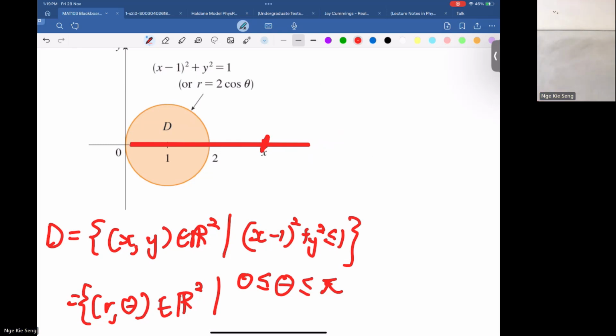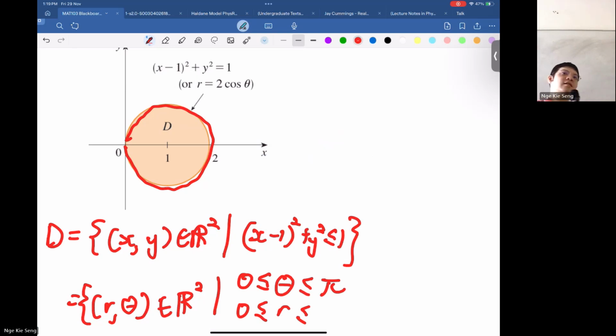Okay. How about the radius? Radius going from where to where? 0 to what? Radius. What's this outer circle here? Who controls this circle?